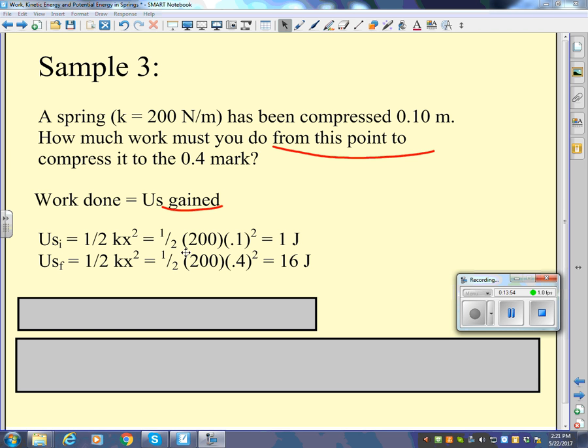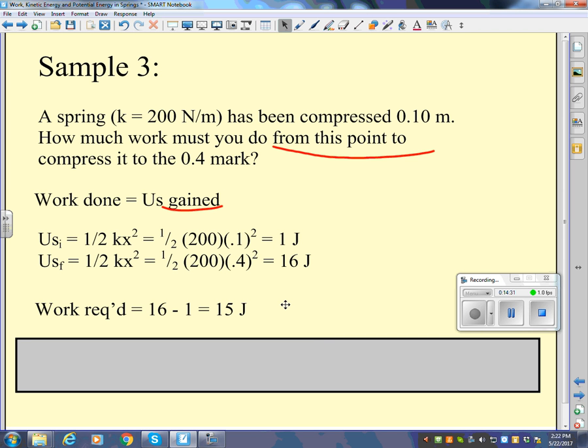This is 1/2 times 200, and the distance is 0.1. That's the initial distance that was compressed. And if you work that math out, you get 1 joule. So that's how much energy was in the spring to begin with. And then the final spring energy is at 0.4, so that's USF, final spring energy, 1/2 kx squared, 1/2 200 times 0.4 squared, and you get 16 joules. So it started with 1 joule of energy stored in the spring, and it ended up with 16 joules of energy at the end, which means how much work did you do? You did 15 joules. Okay, so that's how you do something like that.